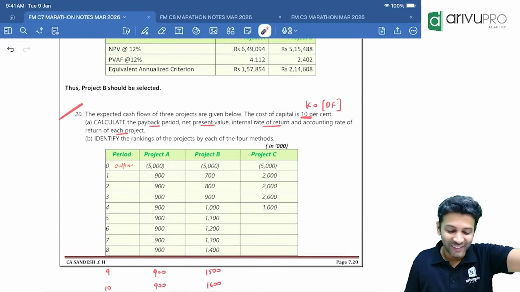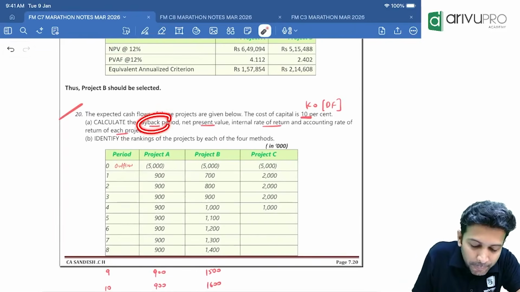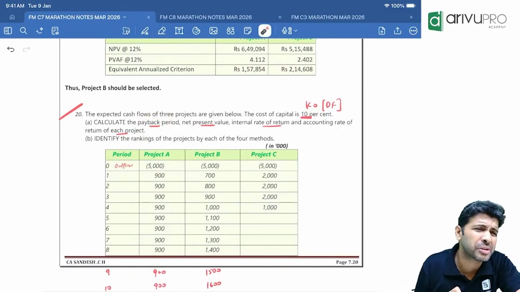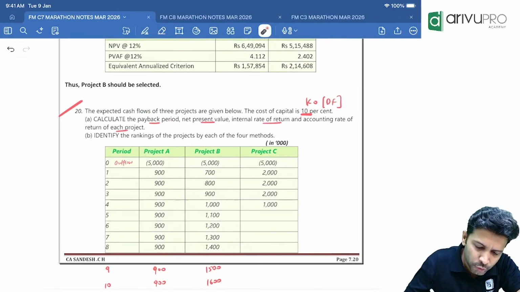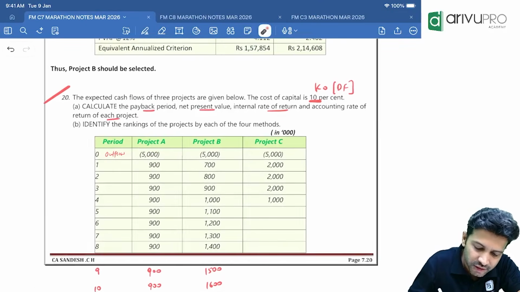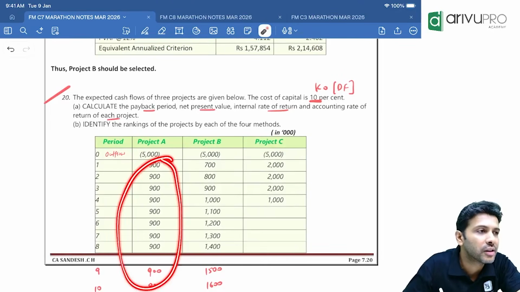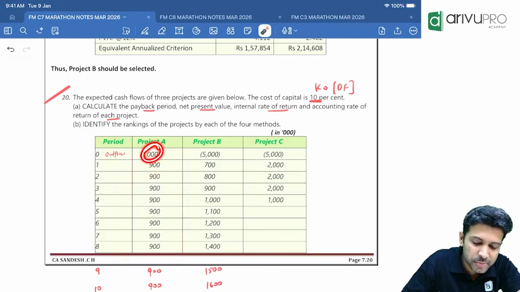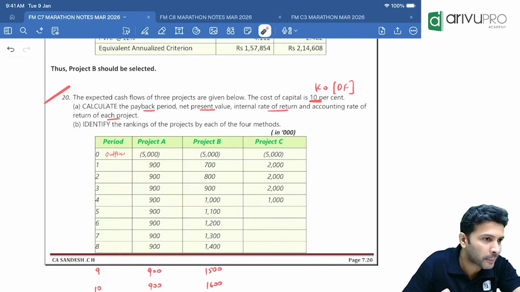So, now I'll just tell you, payback period. Any questions on payback period are manageable. If you check project A, every year they have given cash inflow. Is it different every year or the same every year? So for payback period, you can use the formula. What formula? Initial investment divided by annual cash inflow. 5,000 divided by 900. That only is the payback period.